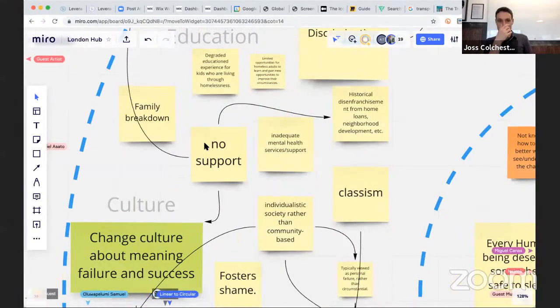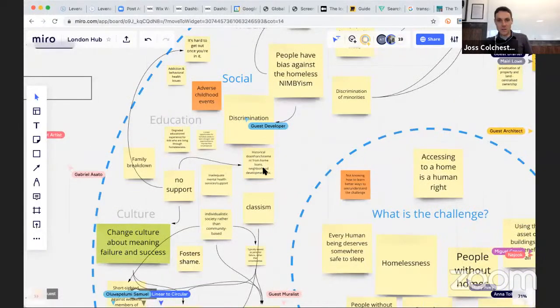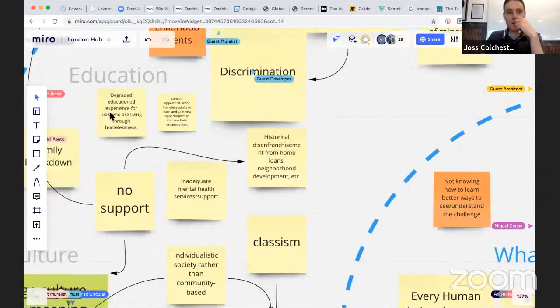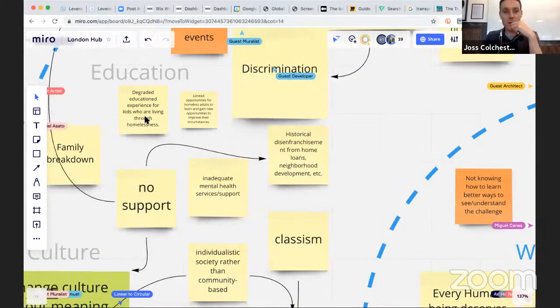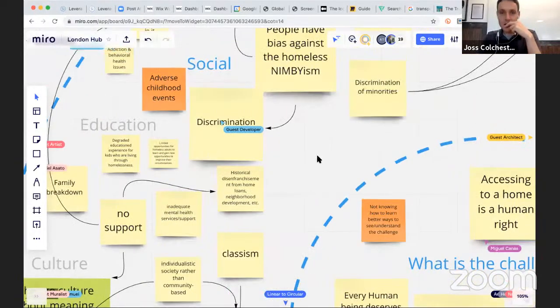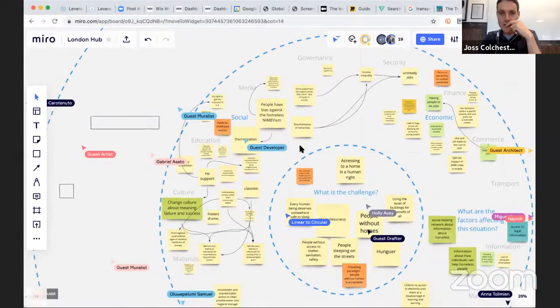No support, family breakdown, historical disenfranchisement from home loans, neighborhood development. Yep, it's kind of a social and an economic one also. Degraded educational experience for kids who are living through homelessness. So is there any way we can cluster these or connect these? We're starting to get some connections. It's good to see.